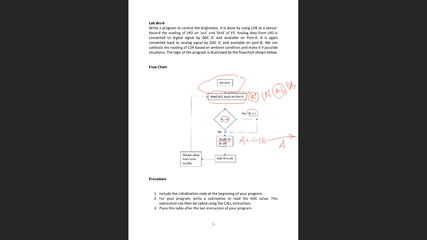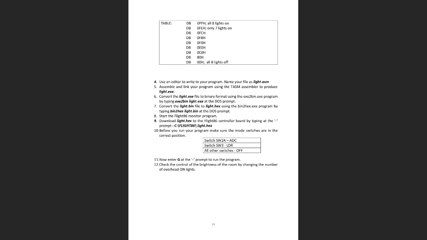Now we'll add this AL to the pointer value, so that we will get the output value from the table for the LEDs. And then we'll start the things again and again. Okay, let us see what the pointer is and why we make it 16. Let's see this table. Look, here is the table. For example, if we have 8 LEDs, all on, then it will be FFH.